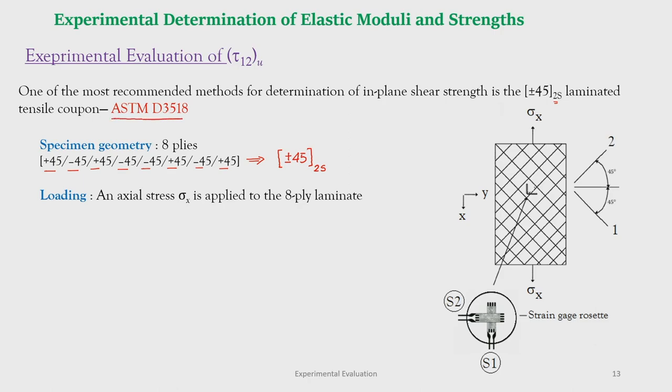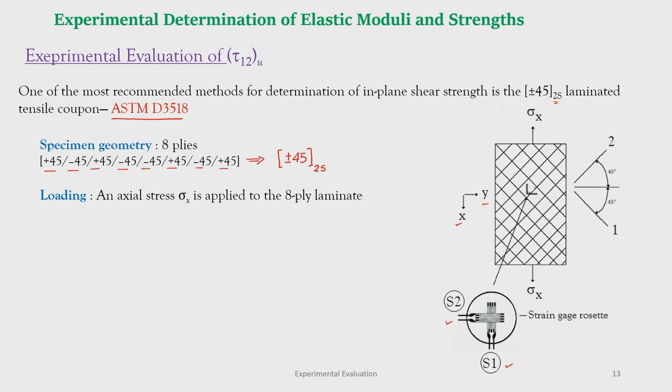Okay? Now, 2 strain gauges are placed perpendicular to each other. This is strain gauge S1, which is along x, and there is strain gauge S2, which measures strain along y. Okay, this is x and y. And this is subjected to an axial tensile load along x. Okay, that means it is only subjected to sigma x.